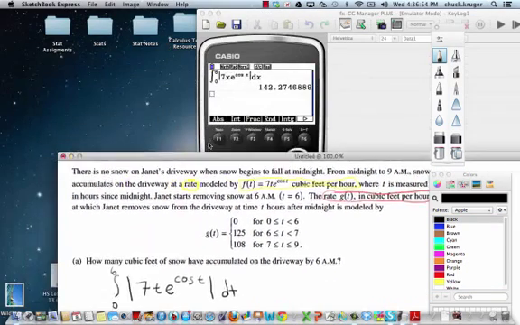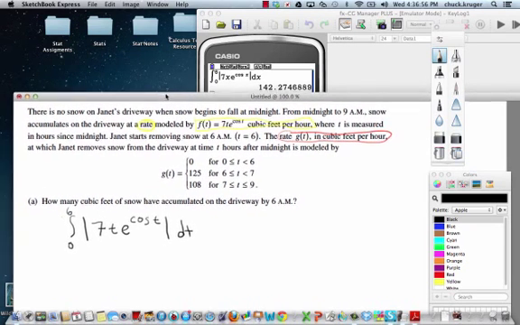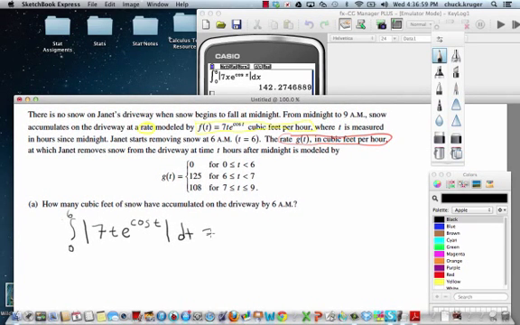Let me look at that again, and I need around 3 decimal points, so I'm going to have 142.275 cubic feet. Okay, so I've set up my integral, let the calculator do the work, and that's how many cubic feet that I have.